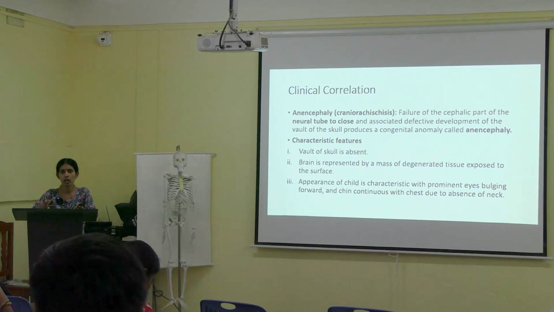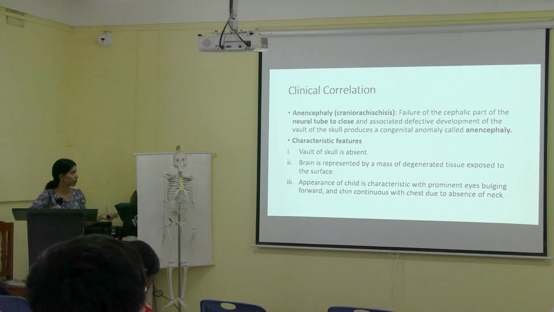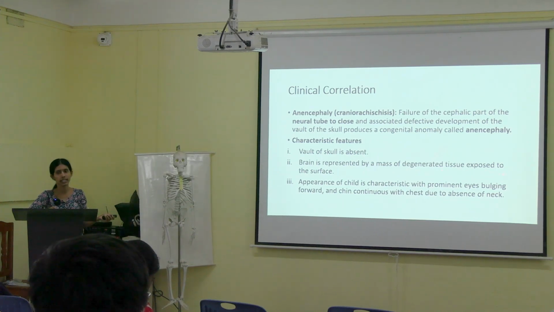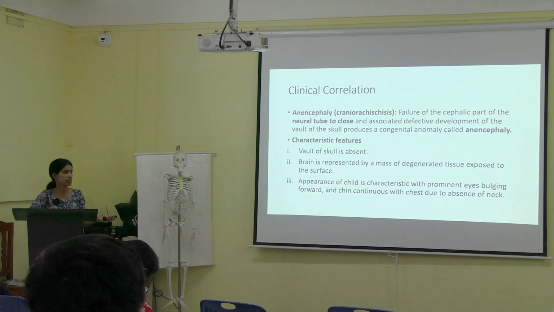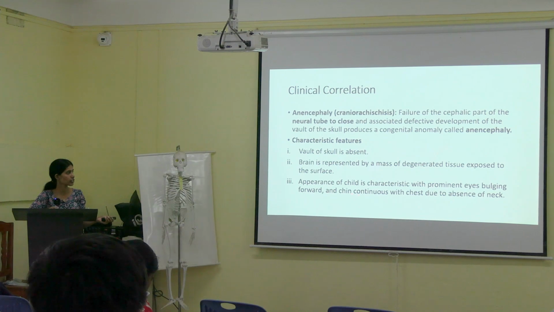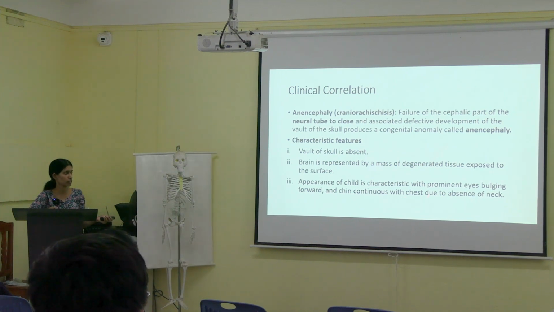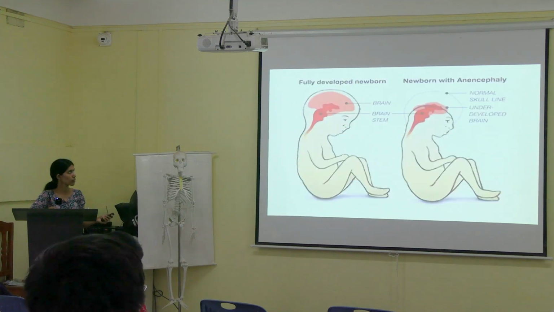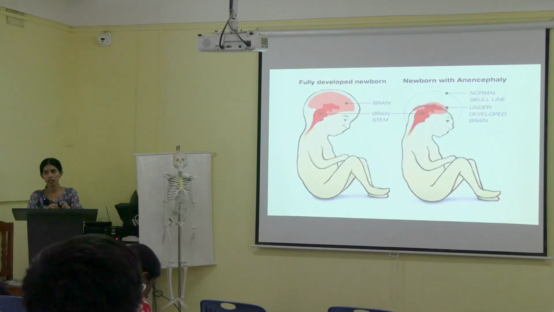As a result, your brain will be exposed to the surface area as a mass of cells. The brain is represented by a mass of degenerated tissue directly exposed to the surface area. The appearance of the child is characteristic, with prominent eyes bulging forward, and the chin is continuous with the chest due to the absence of the neck area. You can see here how a baby suffering from anencephaly will look.